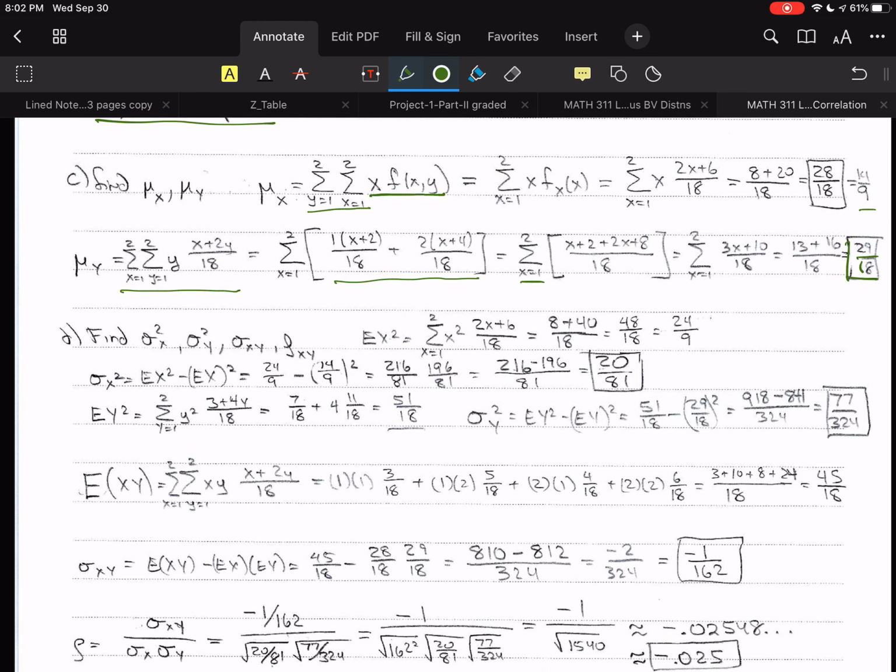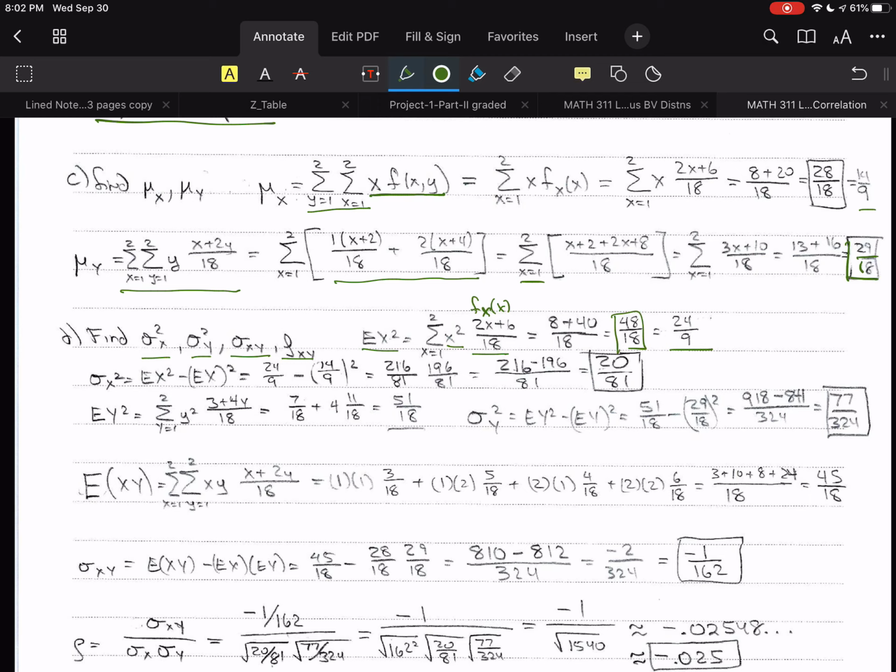We also now want to find sigma x squared, sigma y squared, the covariance, and the correlation coefficient. So we've got E of X, so we need E of X squared, and so we sum x squared times f of x, and we end up getting 24 over 9 or 48 over 18.